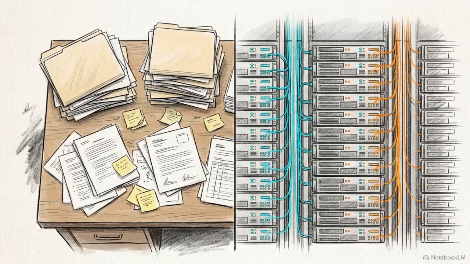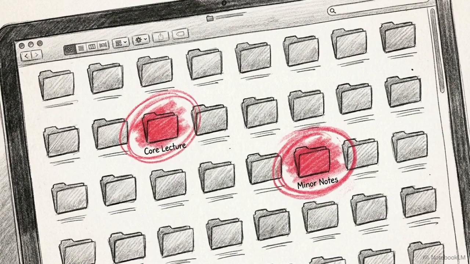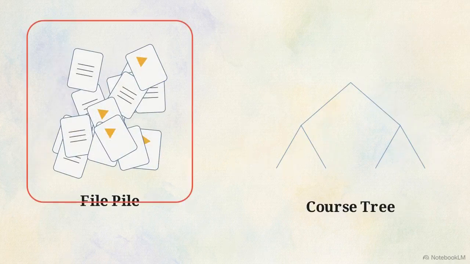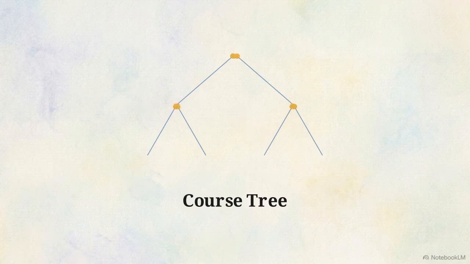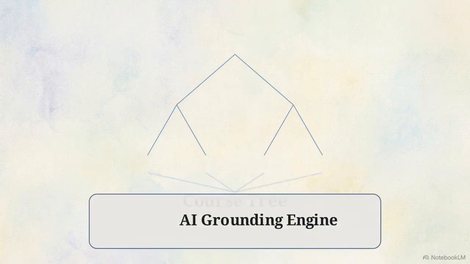Migrating a course to an AI platform is a transition from simple file storage to rigorous data architecture. Traditional folders fail because they lack the hierarchical context an AI needs to distinguish between a primary lecture and a minor reference sheet. To solve this, we replace the disorganized file pile with a structured course tree architecture. This tree structure grounds the AI coprofessor by defining the exact relationship between every concept and material in the curriculum.